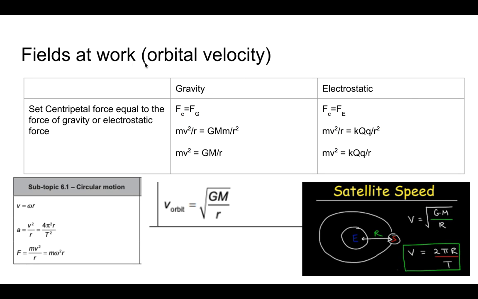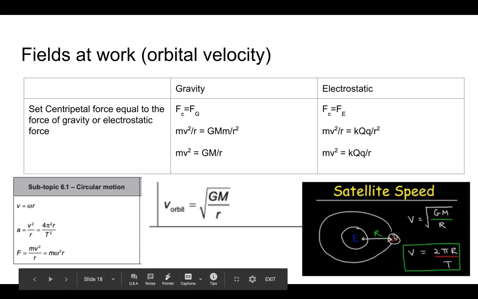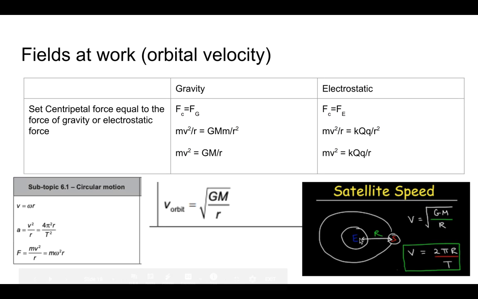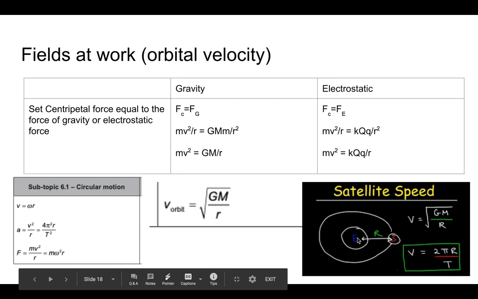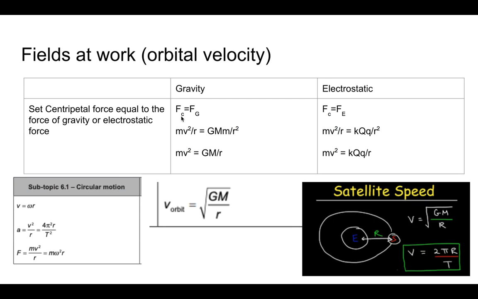So for orbital velocity, that's the speed that would be required for an object to completely circle or orbit another object. So this is an example of a satellite orbiting Earth, a distance of r away. And that r is the distance from the center of the Earth to the center of the satellite. So the way you figure it out for gravity is that you set the centripetal force, mv squared over r, equal to the force of gravity, GMm over r squared.